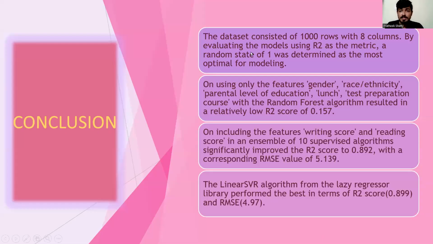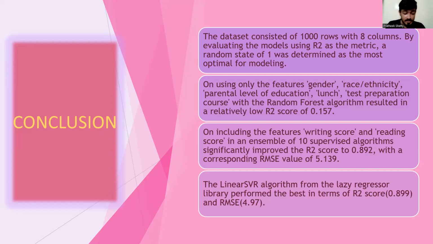Conclusion: the dataset consisted of 1,000 rows with 8 columns. By evaluating a random state of 1, using the features gender, race or ethnicity, parental level of education, lunch, and test preparation course, the random forest algorithm resulted in a relatively low R2 score of 0.157. On including the features writing score and reading score in an ensemble of 10 supervised algorithms, from which 4 were selected, the R2 score significantly improved to 0.892 with a corresponding RMSE value of 5.139.